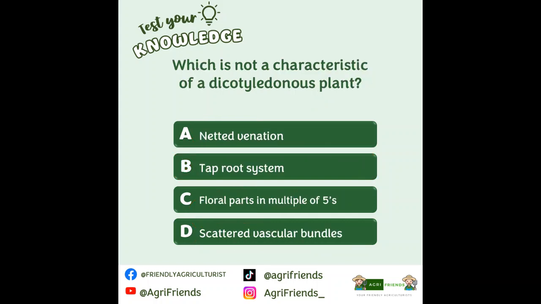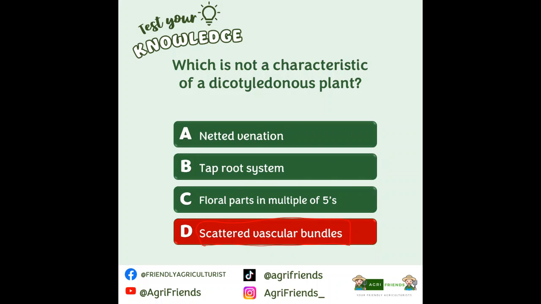Next, which is not a characteristic of a dicotyledonous plant? A. Netted venation, B. Taproot system, C. Floral parts in multiple of 5, or D. Scattered vascular bundles. The answer is D. Scattered vascular bundles are seen in monocots.